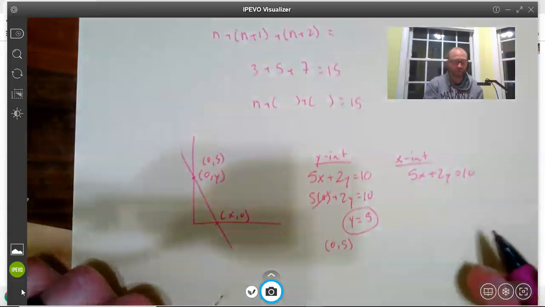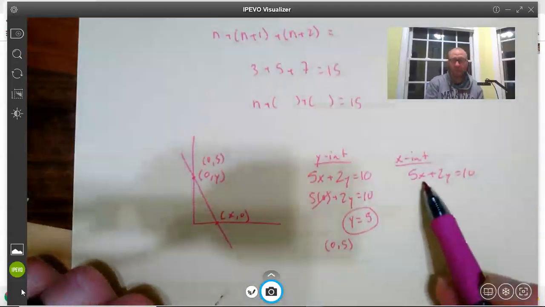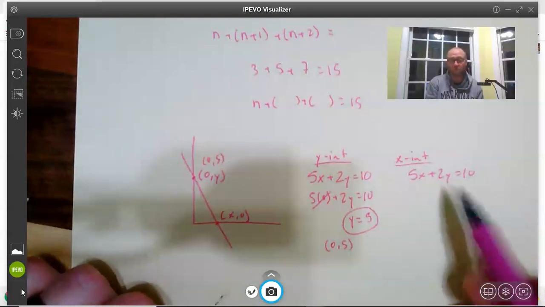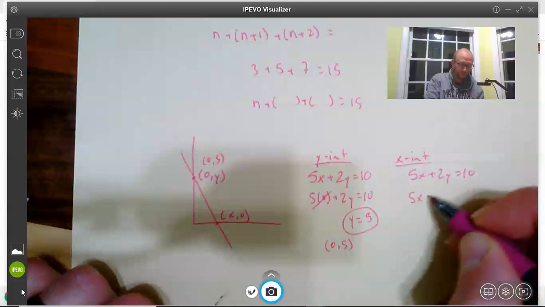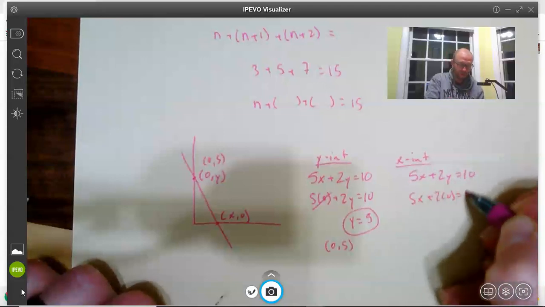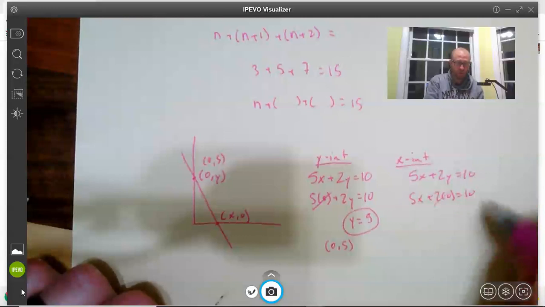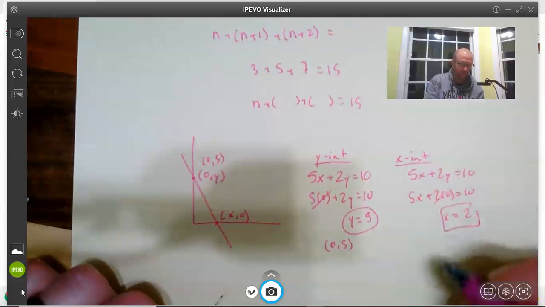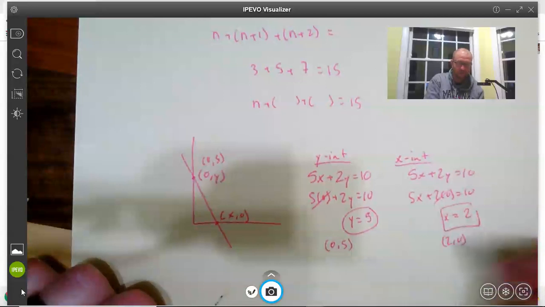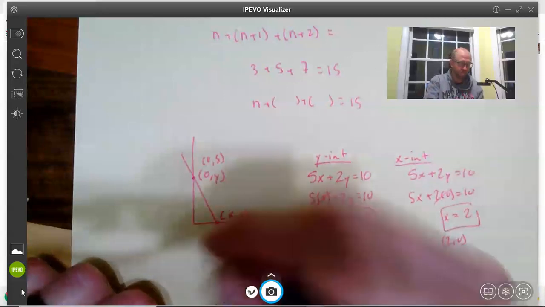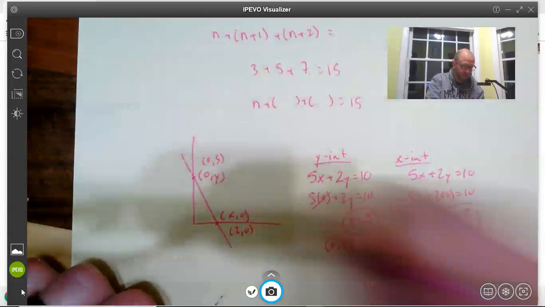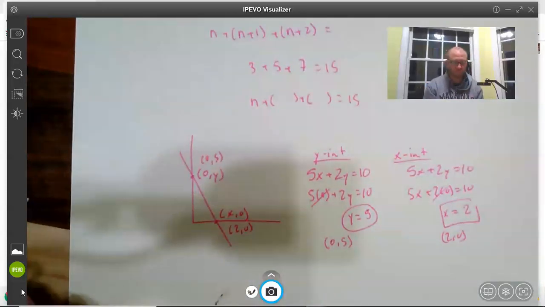I go over here to the x-intercept. Well, if I want to find the x-intercept, x is going to have some non-zero value, and y is going to be 0. So it's going to be 5x plus 2 times 0. And then that term goes away, and I solve for x, and I get 2, right? So the point (2, 0) is on that line. So this over here, (2, 0). That's how we find intercepts by hand. So I guess we're not letting the machine do the work for us.